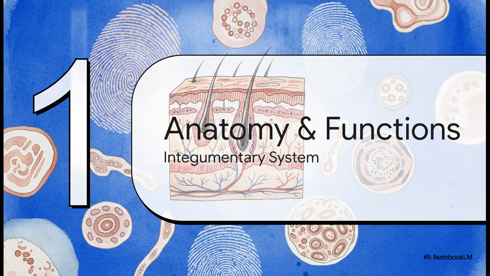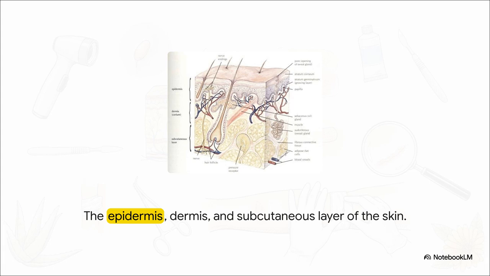Let's start with a baseline review of the body's largest organ. It's really easy to take our skin for granted, right? But it remarkably makes up about 15% of our total body weight. This beautifully detailed, realistic medical illustration perfectly highlights the 3 primary layers of the integument.